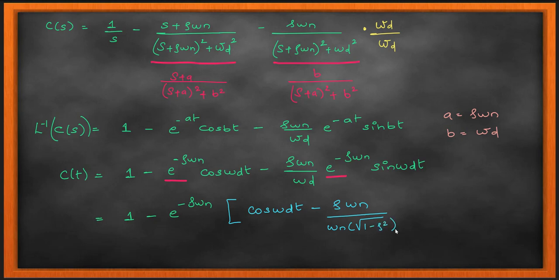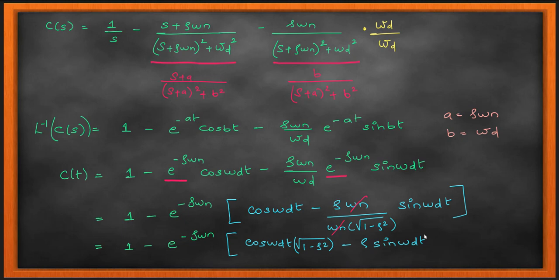This is the simplified expression. I'm taking my e to the power of minus zeta omega n common, and then I'm going to just write this in this manner. Okay, so my omega d is that. So now what I do is I expand that omega d, right? I write it as omega n into root of 1 minus zeta square. That is my damped frequency. And now again, I can simplify.